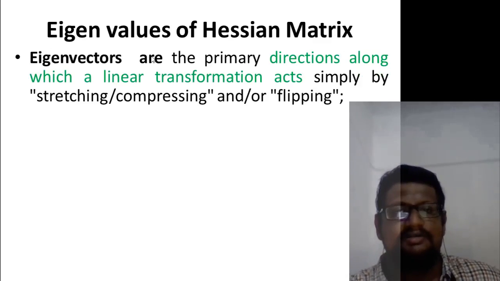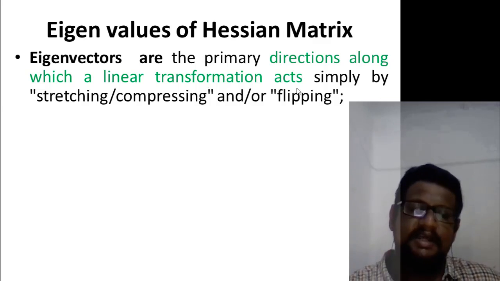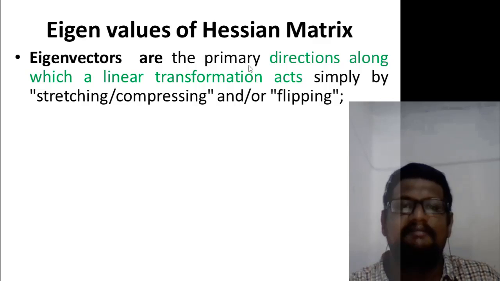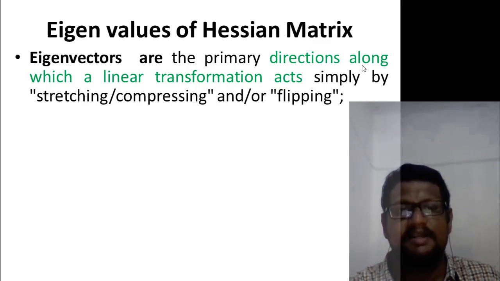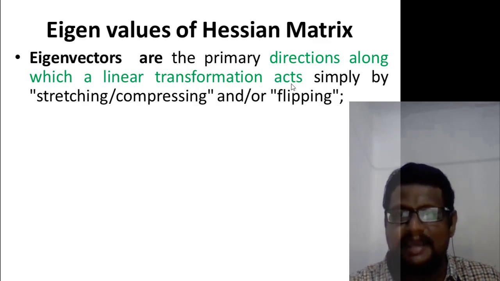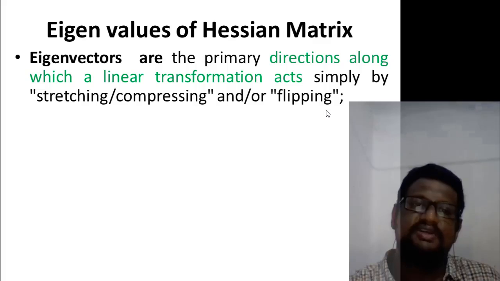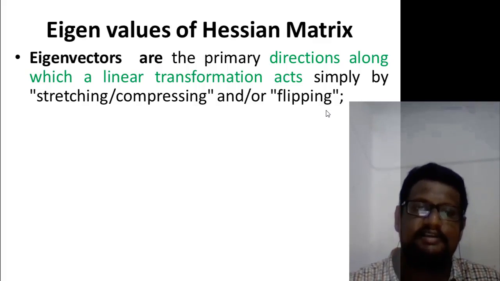Eigenvectors are the primary directions along which a linear transformation is done. If some linear transformation like scaling or compressing is done, the direction in which that particular transformation is done is given by the eigenvectors. Eigenvectors are the primary directions along which the transformation acts simply by stretching, compressing or flipping. So that is called the eigenvector, which gives the primary direction of a transformation.